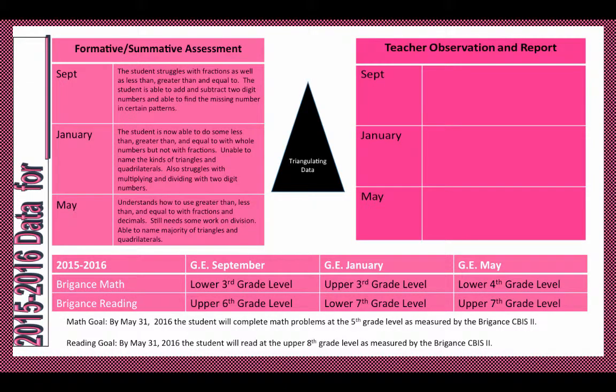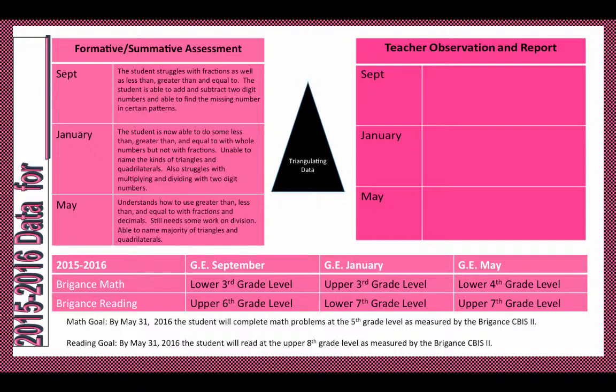Okay, now this is triangulating data for the student that I have been working with. In September, the student struggled with fractions as well as less than, greater than, and equal to. The student was able to add and subtract 2-digit numbers and able to find missing numbers in certain patterns. So pretty much over on this left-hand side, this is the formative and summative assessment area for September, January, and May. Over on the right-hand side is teacher observation and reports. And then down on the bottom, we have the Brigance math and what the student got in September, January, and May for math and reading. Down at the very bottom are the 2 goals.